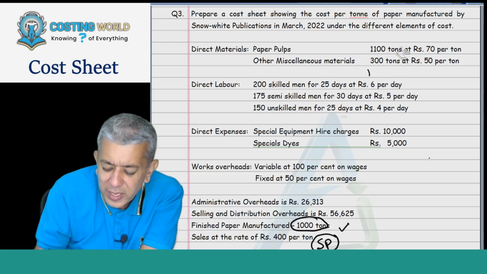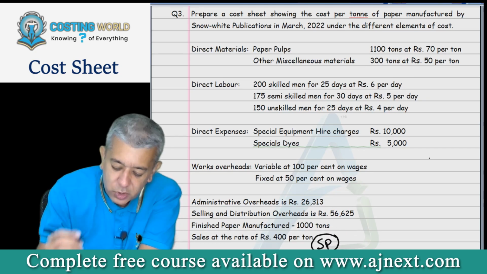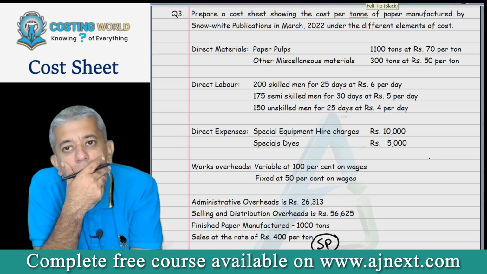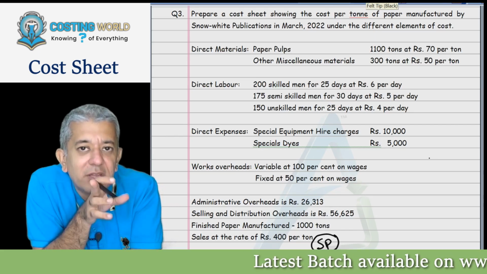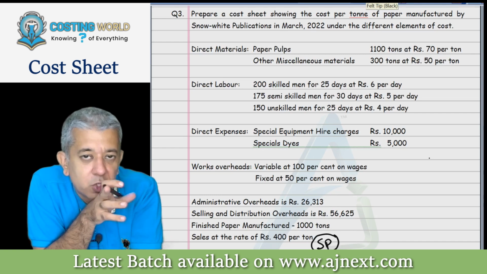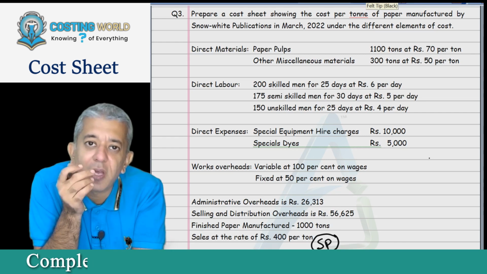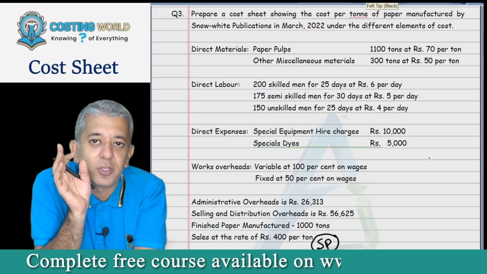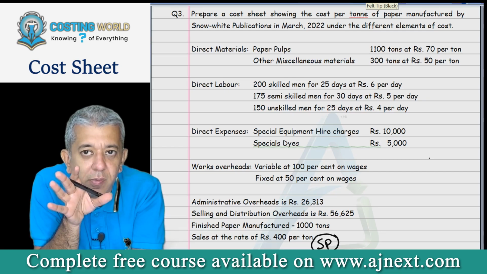One extra thing, tell me, in this question, is there administration overheads? Yes, sir. Okay, but is it given that these are admin related to production or general overheads? No, sir. So we assume it to be general administration. Therefore, they'll be coming below COGS. Is that all okay? Yes, sir.